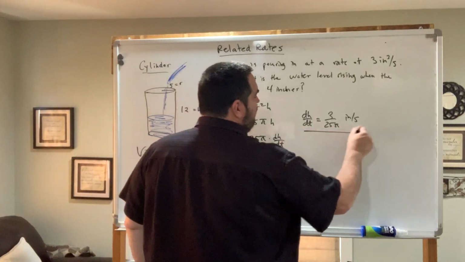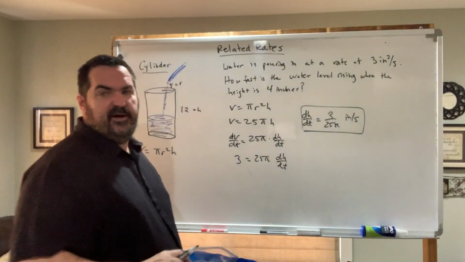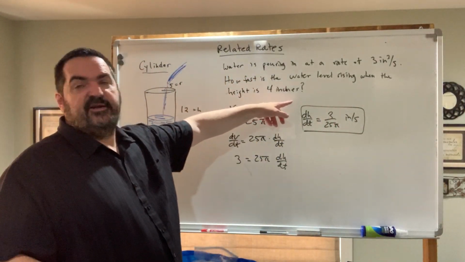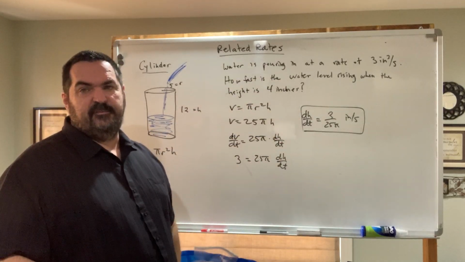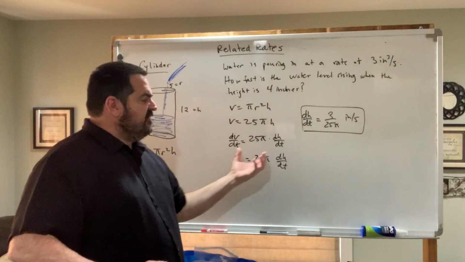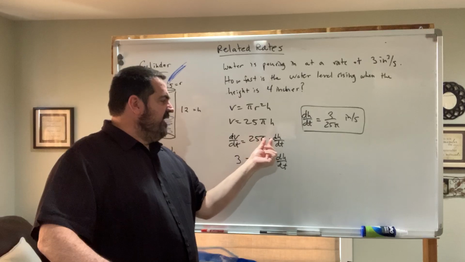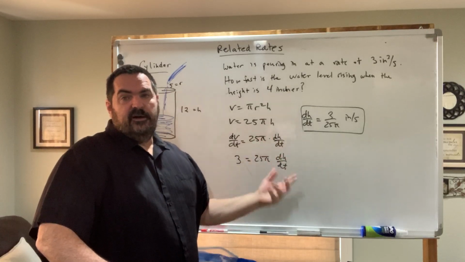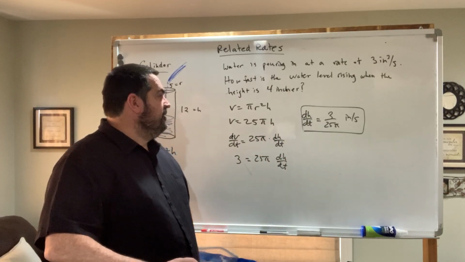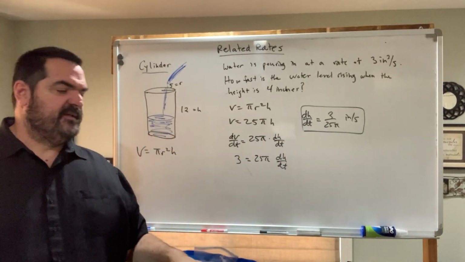So this is how fast the height is changing, 3 over 25 pi. So if someone said, what about at 6 inches? Same answer. It doesn't matter, because height didn't show up in the derivative. If there was an H in there, we would have plugged in for it, and it would have mattered what the H was, okay? So cylinder, pretty simple, but that's how you do the cylinder.